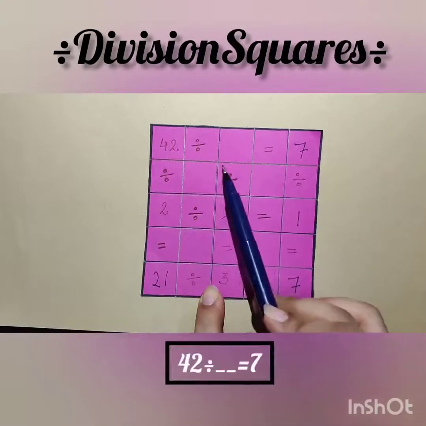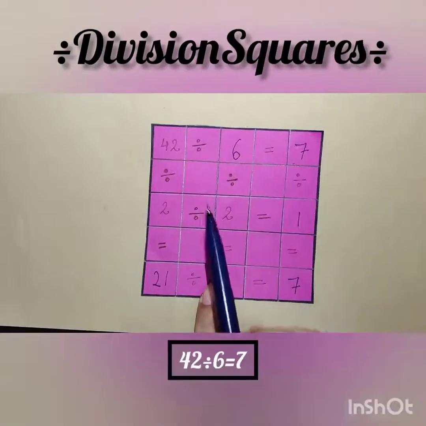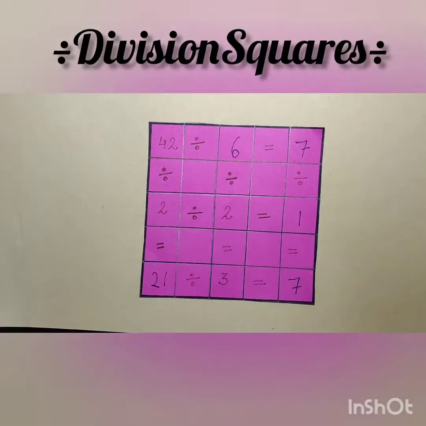Now I got these two numbers to find out this number. 42 would be divided by which number to get 7? The answer would be 6. So 42 divided by 6, the answer is 7. Right? Get ready for the another one.